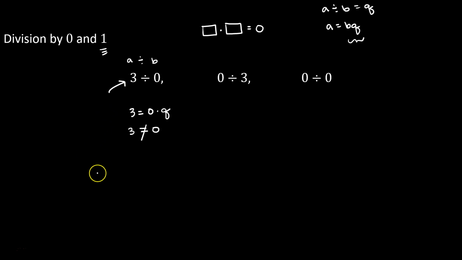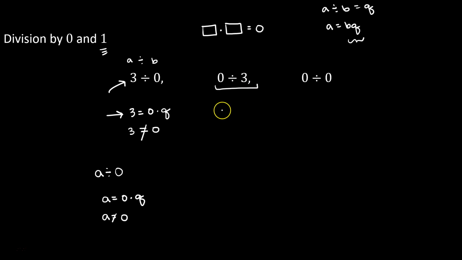In fact, we can generalize that whole first problem and say any number A divided by 0 will be undefined because we can't find a product of 0 times a quotient that would give us A back. So A divided by 0 would look like A equals 0 times a quotient, and unless A was 0 itself, this will never work. Let's take a look at this next one, 0 divided by 3.